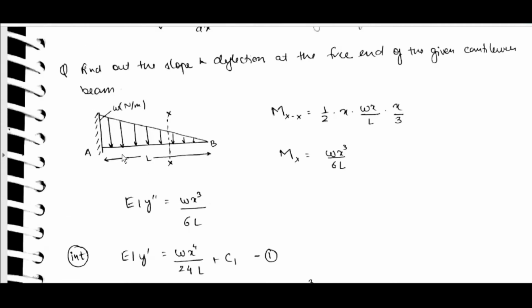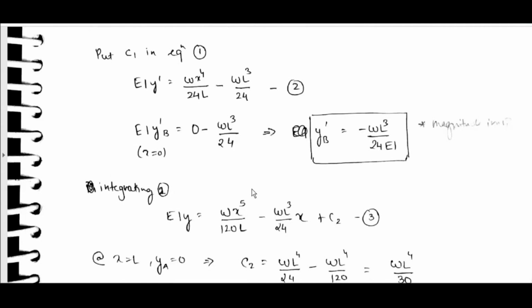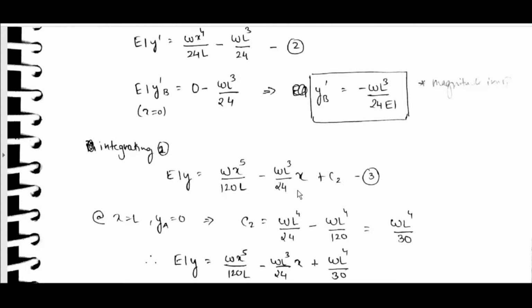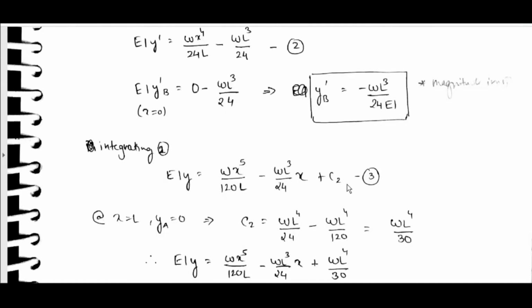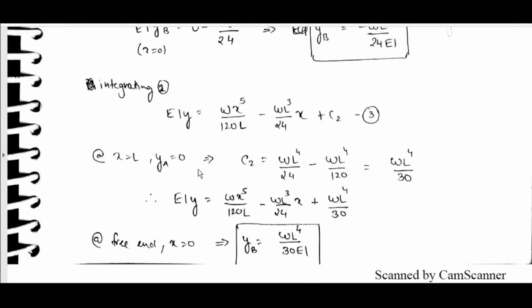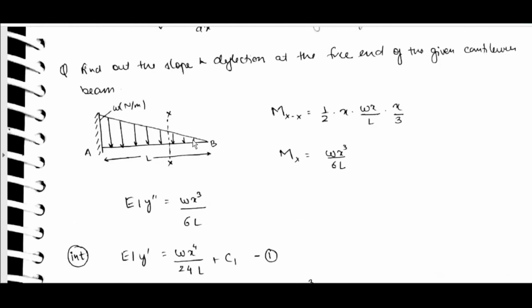At x equal to 0, y is equal to 0. So y_B prime can be found out like this: minus wl cube by 24EI. Integrating again, we will get wx power 5 by 120l minus wl cube by 24 into x plus c2. C2 can be found by at x equal to l, y_A is equal to 0. X we are taking from this direction.